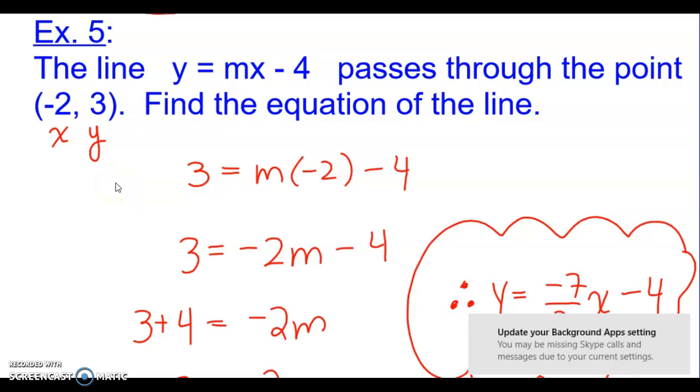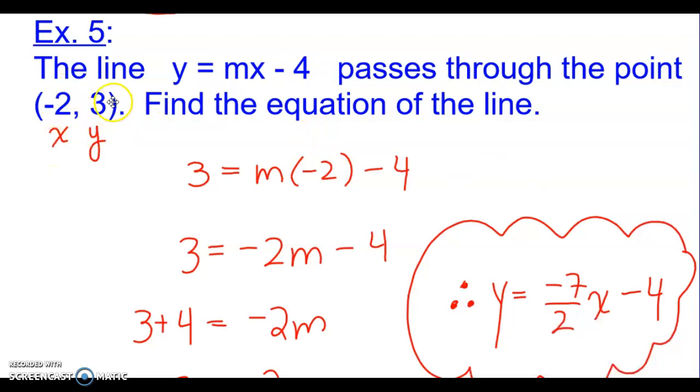So I'm going to plug in negative 2 for x. I'm going to plug in 3 for y. And I'm going to solve for m. So 3 equals m times negative 2 minus 4. 3 equals negative 2m minus 4.